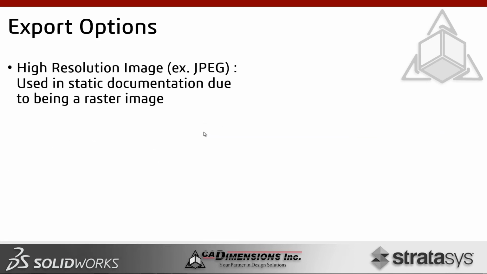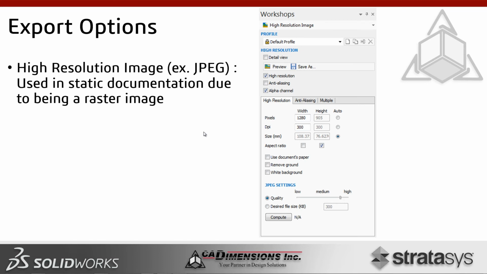Now, I kind of talked a little bit about my export options being video and high resolution image and stuff like that. So I want to talk to you about the difference between a high resolution image and a technical illustration. A high resolution image is going to be like a JPEG or some sort of raster static image that you're going to be using. And this is what the export looks like.